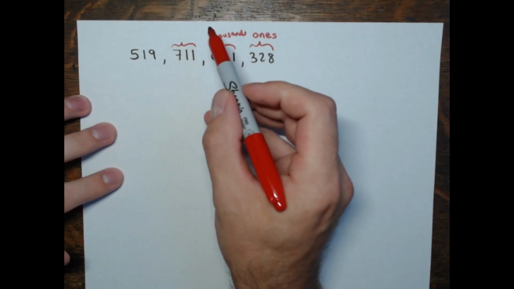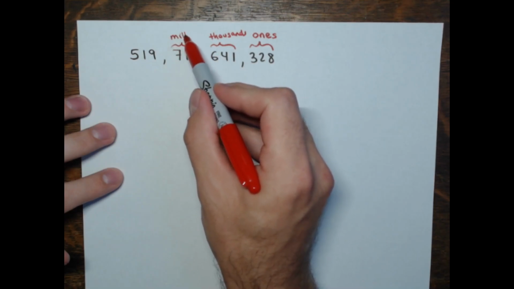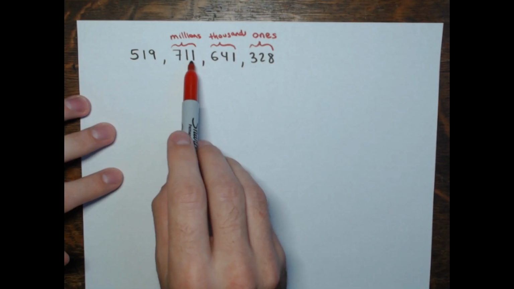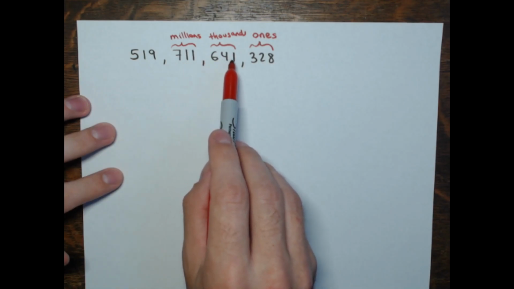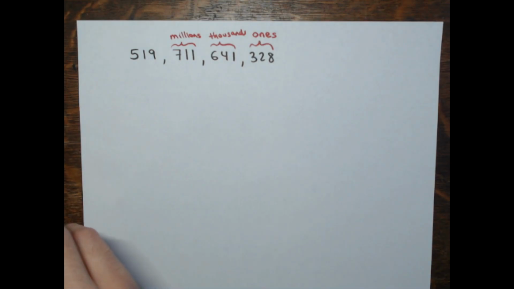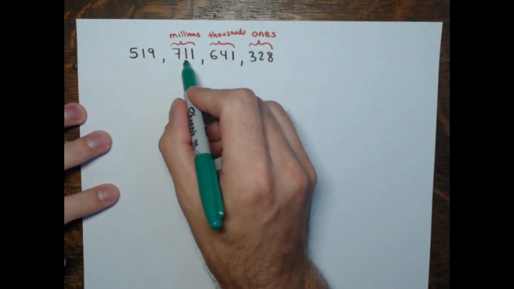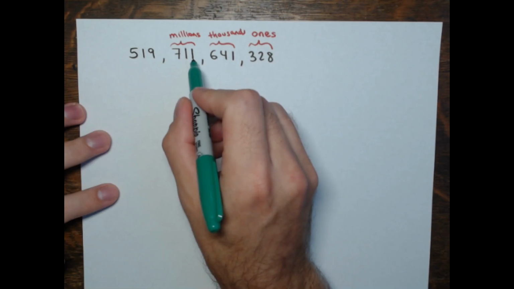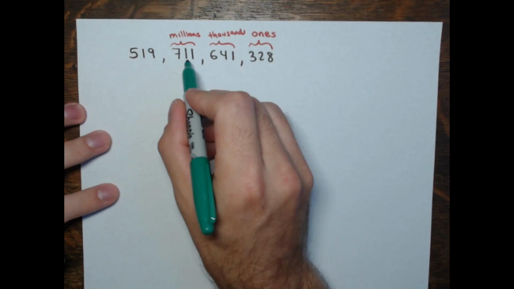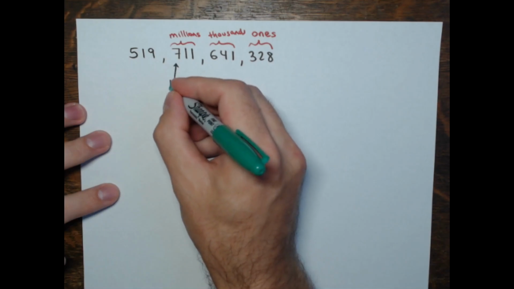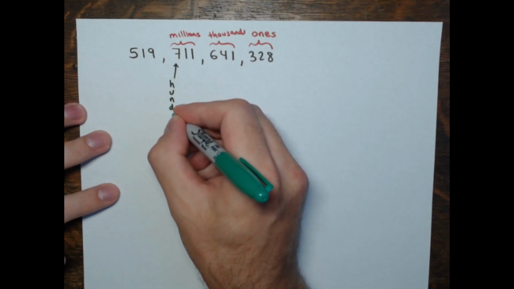All right, then the next period is the millions. So this last 3 periods is 711,641,328. So yeah, a place we haven't seen yet, right? We've seen up to this one here that I'm pointing at, which is in the millions place. Then this one to the left of it is in the 10 millions place. And then the 7 is in the 100 millions place.